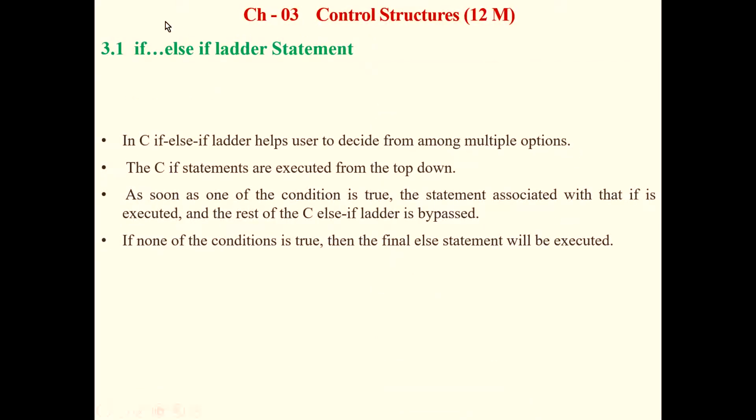Next we see the if else ladder statement. In C, the if else if ladder helps the user decide from among multiple options. The if else ladder is also used to check multiple conditions. The if statements are executed from top to down. As soon as one of the conditions is true, the statement associated with that if statement is executed, and the rest of the else if ladder is bypassed. So there is a small difference between nested if and if else ladder.